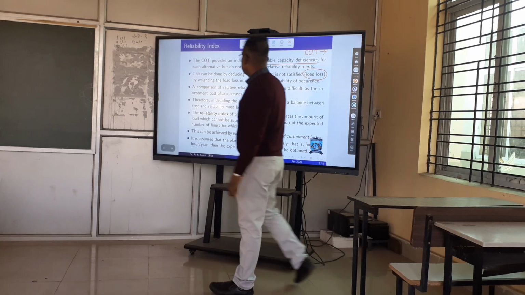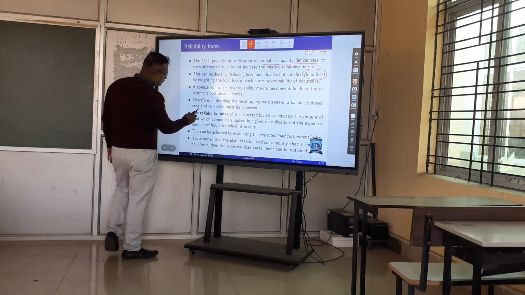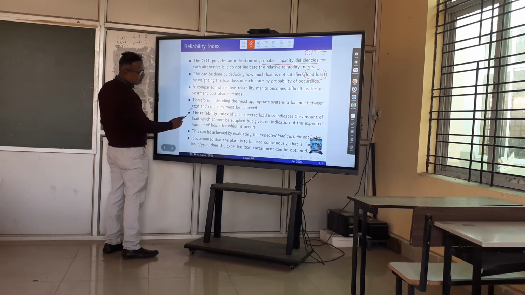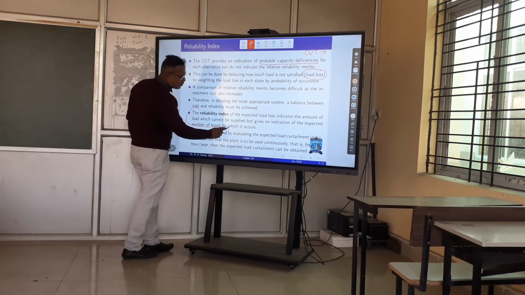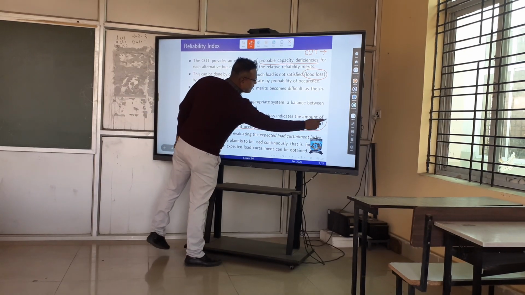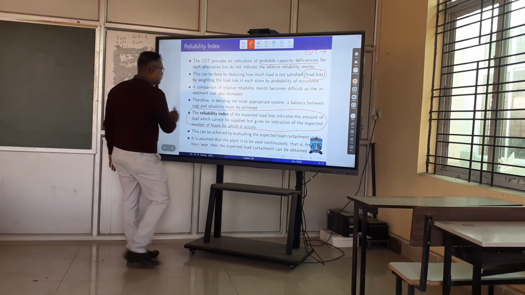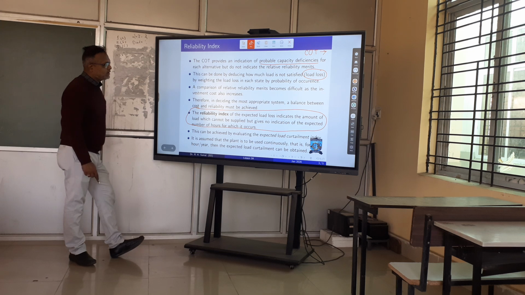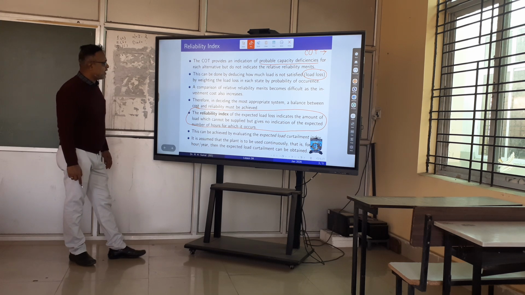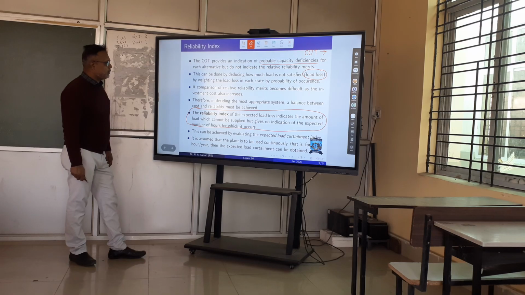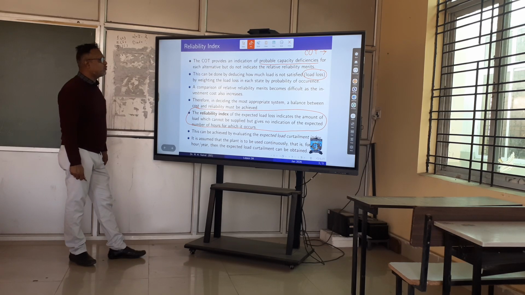So what is a reliability index? Just write down this definition. The reliability index of the expected load loss indicates the amount of load which cannot be supplied, but gives no indication of the expected number of hours for which it operates. It only gives you one probability, the amount of load loss.